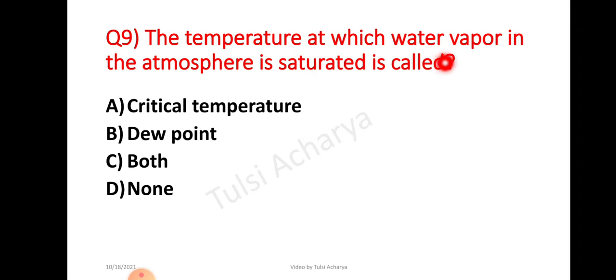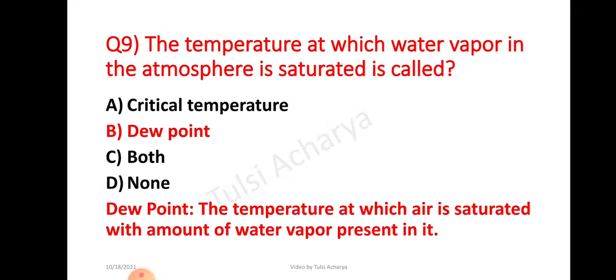The temperature at which water vapor in the atmosphere is saturated is called dew point. Dew point is the temperature at which air is saturated with the amount of vapor present in it. Now let's move to question number 10.